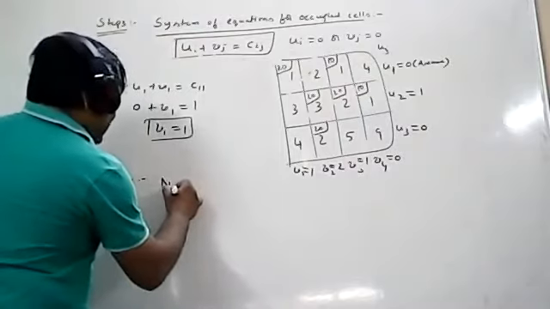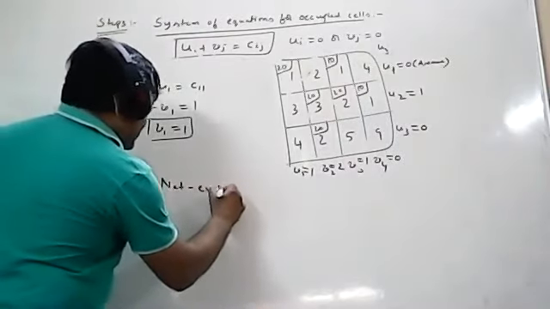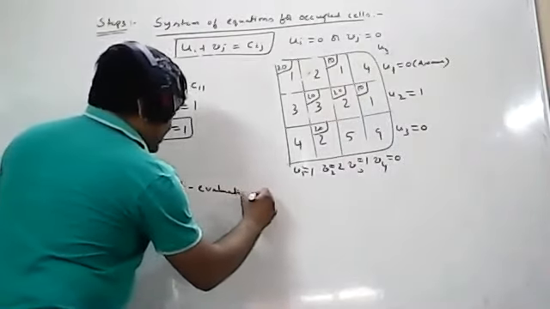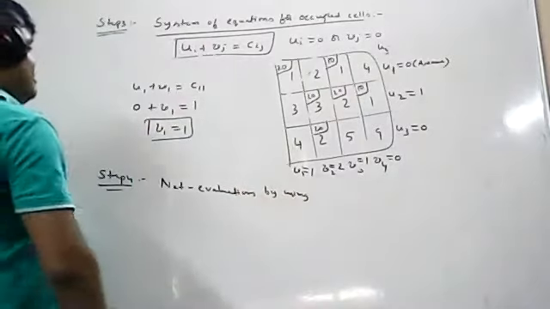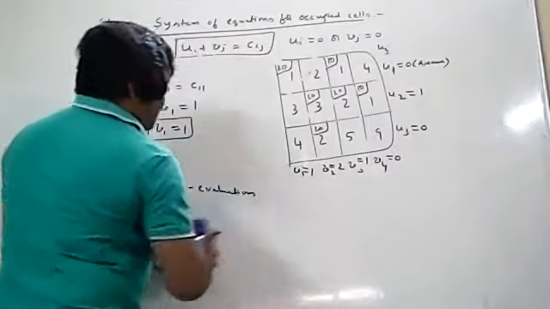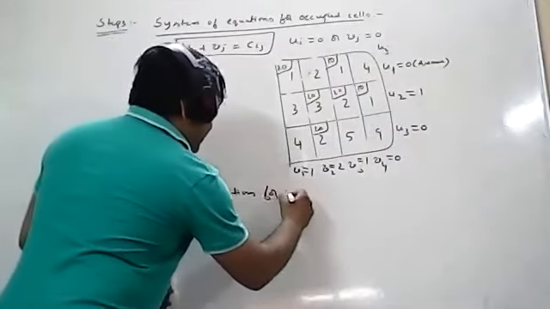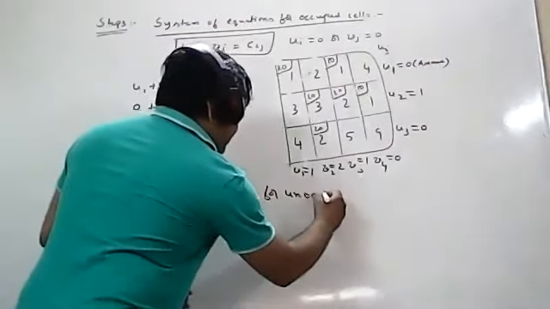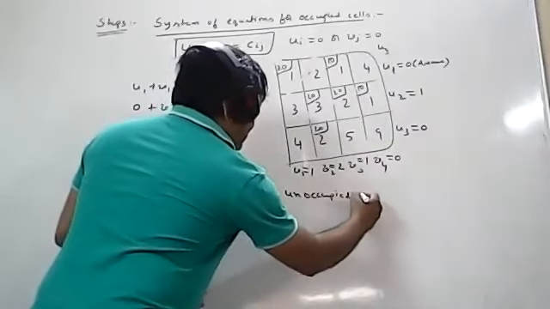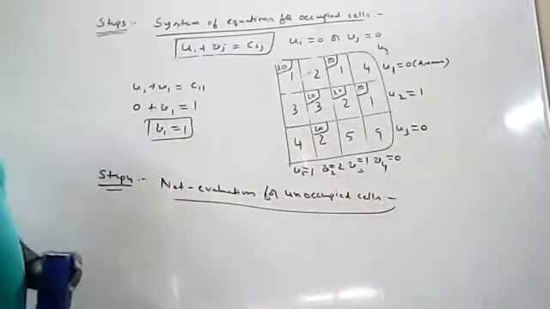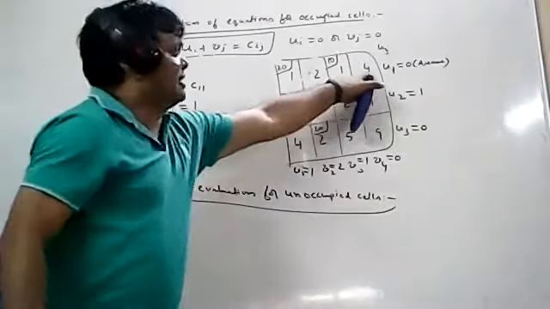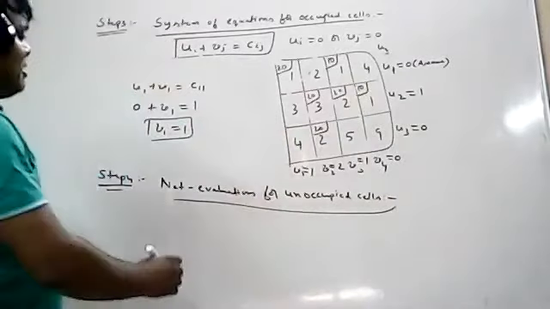Net evaluation. The heading is net evaluation, net evaluations for unoccupied cells. You have to calculate net evaluations for unoccupied cells, the non-basic cells. All of you know the formula.